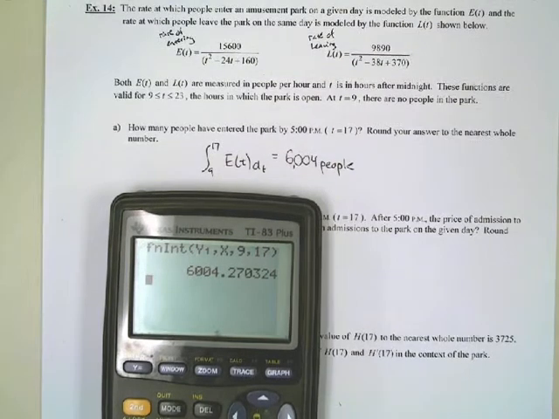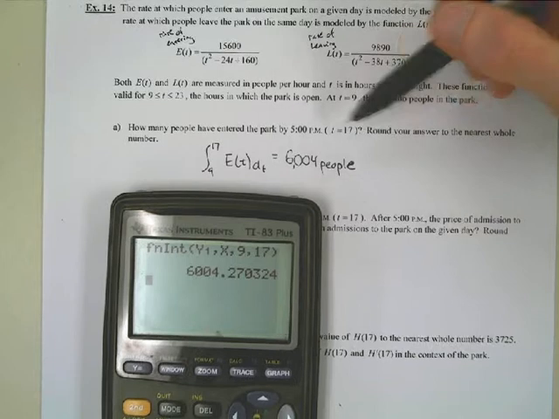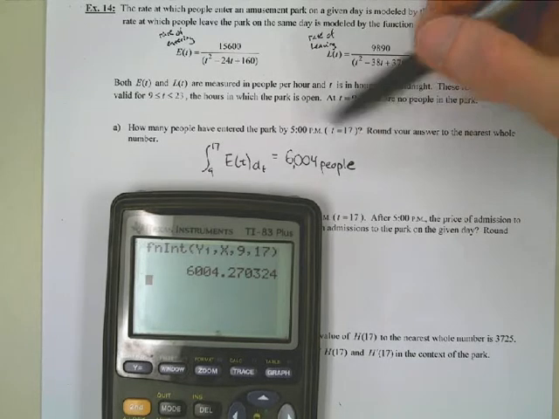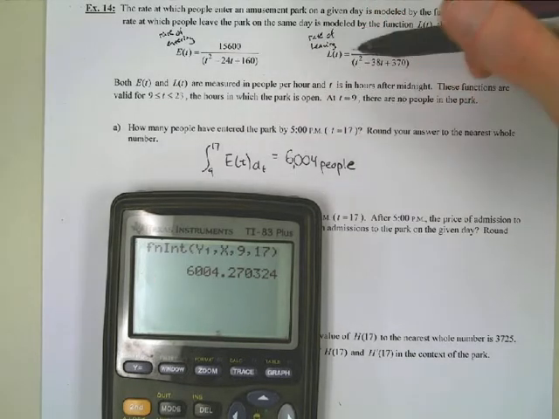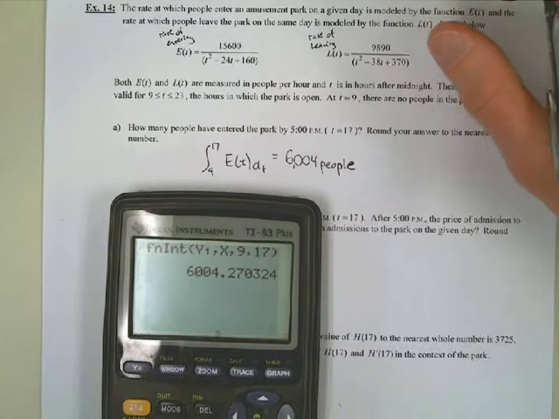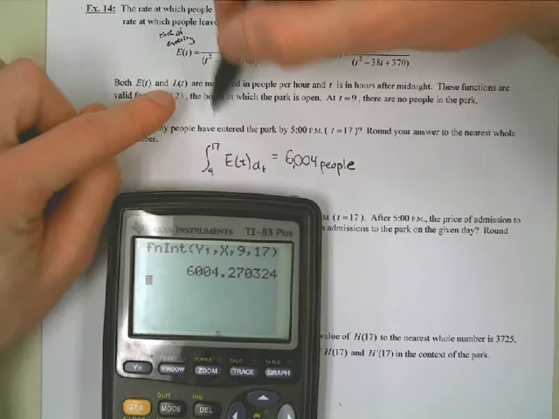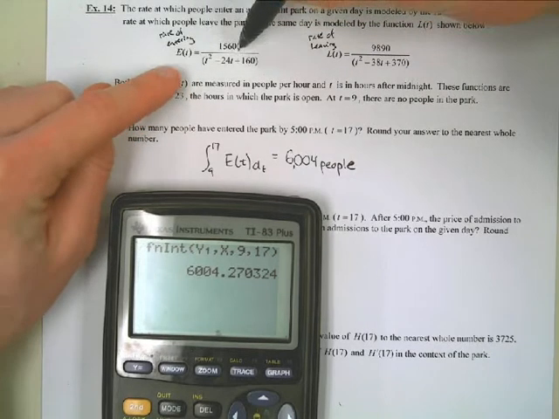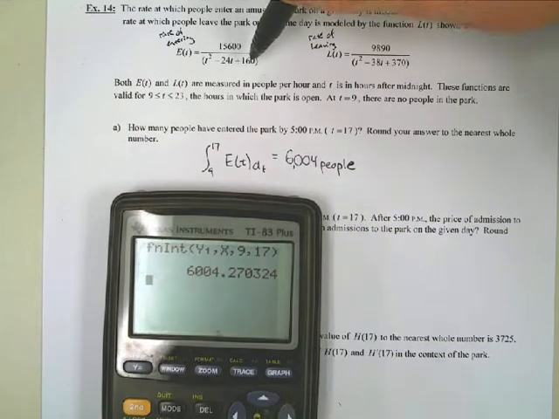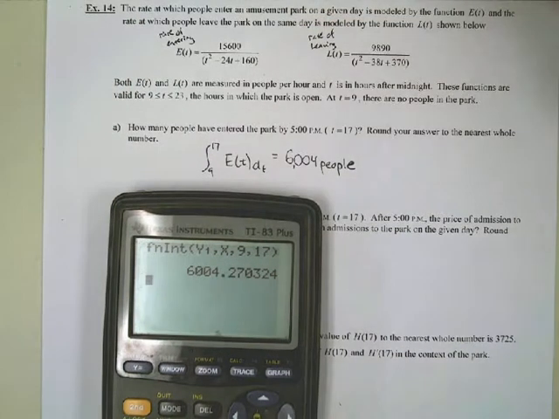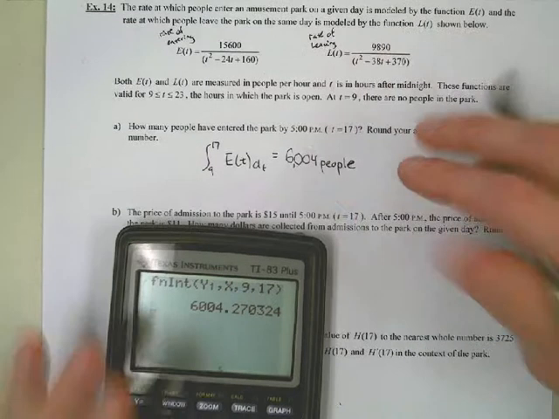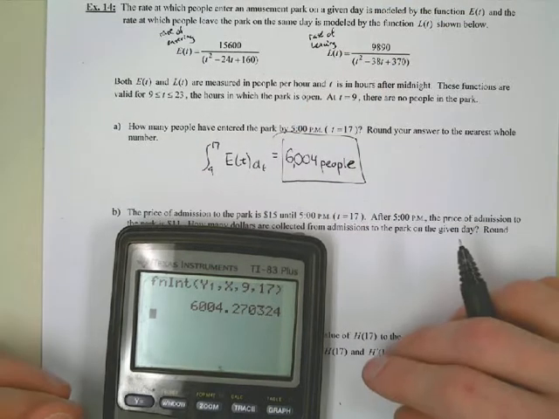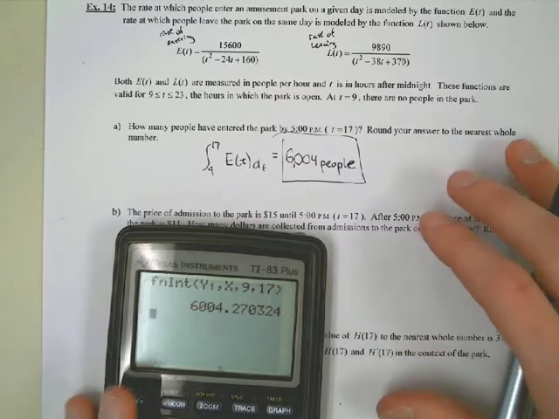It's an amusement park. Say again? Well, so is that what this means though? Because we integrated the rate, it's going to be actually just a number of people. If I just plugged 17 in here, if I did E of 17, that value would then give me the rate of change. That would be people per hour at time t equals 17. But right now we're just getting 6,004 people who have entered the park. All right, let's take a look at letter B then.